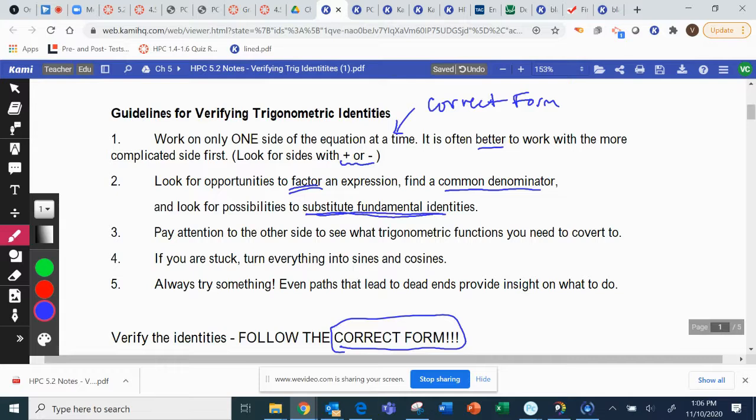Number 3, we're going to pay attention to the other side, the side we're not working with, to always be thinking about what we need to get to. It's going to give us clues about what to do on the side that we are working with.